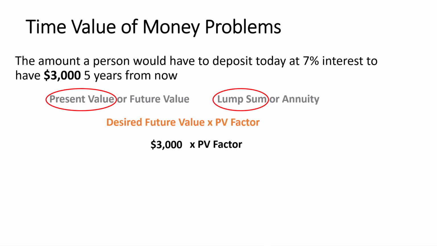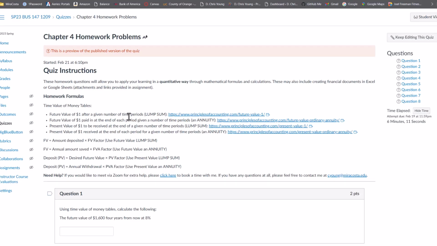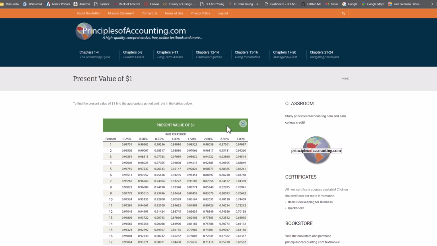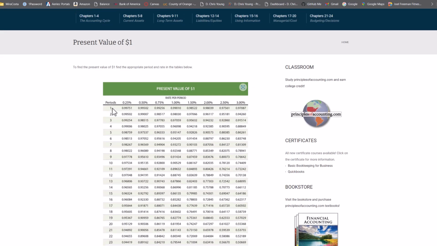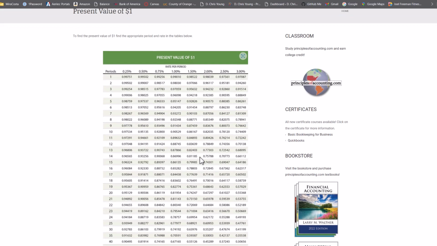Going back to the homework assignment, you can see that I have the 4 different tables. I need to find the present value lump sum link, so I'm going to click on this and bring up the table. The way the table is organized is we have our periods running in our rows, and then we have our interest rate, or rate per period. A lot of these problems, you're going to have to go to the second page. This particular problem was 5 years and 7%.